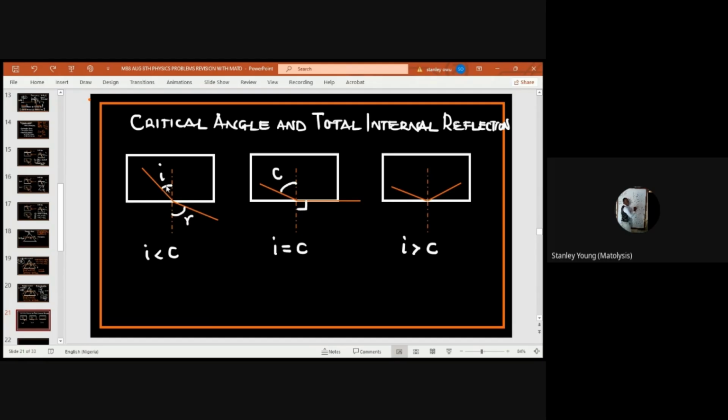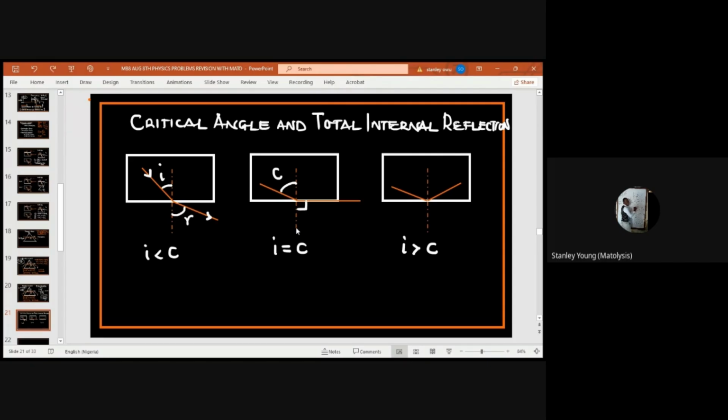Here I have a ray traveling from a dense medium to a less dense medium. Please, that's the first condition that must be met for both critical angle and total internal reflection. Without mentioning that, you are not defining critical angle nor total internal reflection. So the first thing is that a ray must travel from a denser medium to a less dense medium. So you can see this is what we have. This is the incidence versus the refraction, I mean.